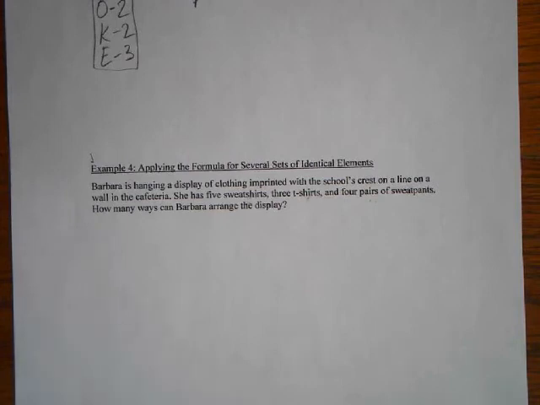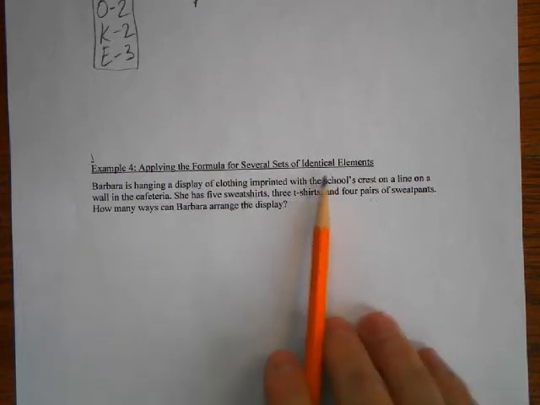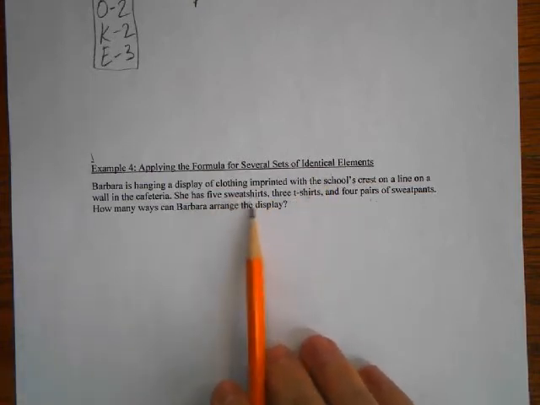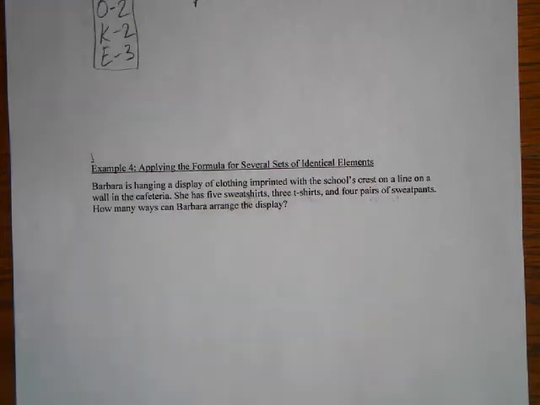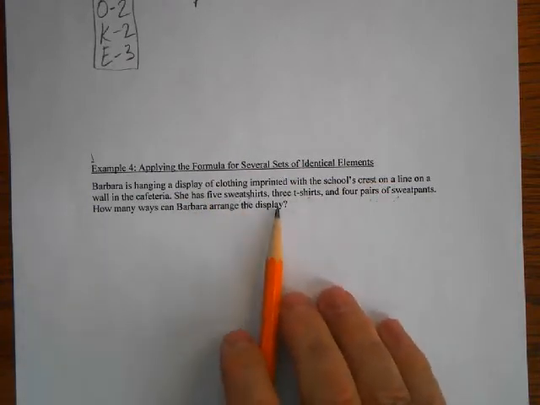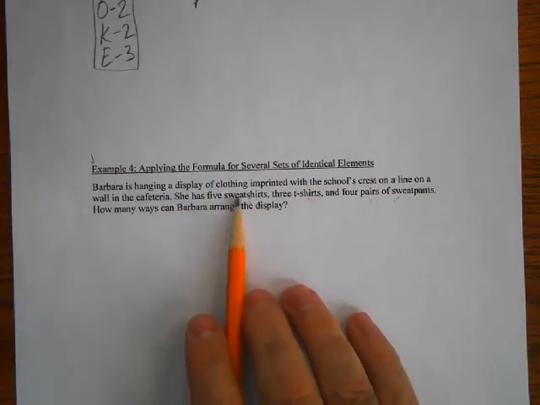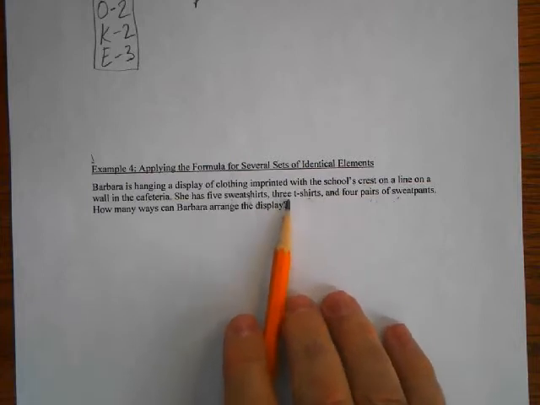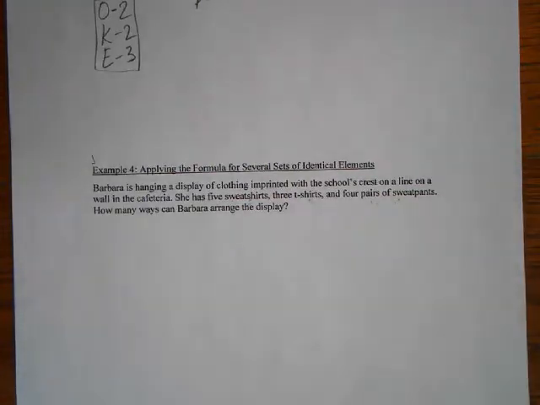Otherwise, if there weren't identical elements, we wouldn't have to use this formula. So the assumption is the sweatshirts are identical, t-shirts identical, sweatpants identical, not different colors or sizes. So how many ways could she take these clothing items and arrange them? Well, the first thing we do is count up how many we have. We got 5, 3, and 4. So that's 8, 12 items. So that means our n value is 12.